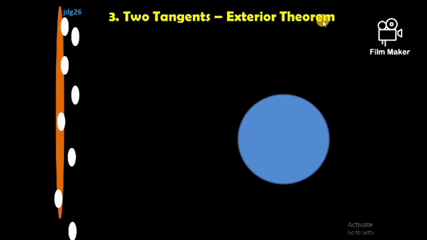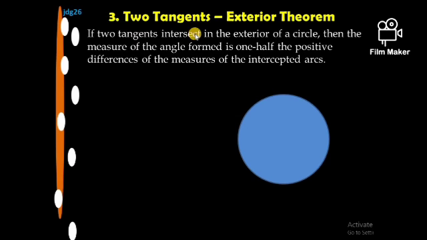Number 3, the two tangents exterior theorem. So, ito naman, dalawang tangent na nag-intersect outside the circle. If two tangents intersect in the exterior of a circle, then the measure of the angle formed is 1/2 the positive difference of the measures of the intercepted arcs. Let's have first an illustration.